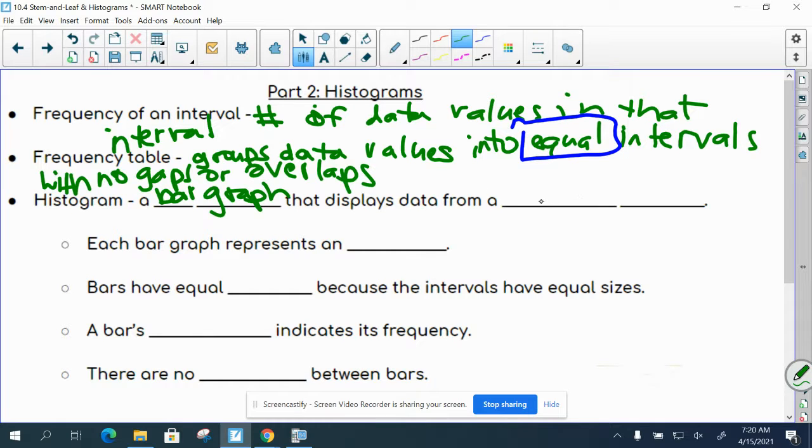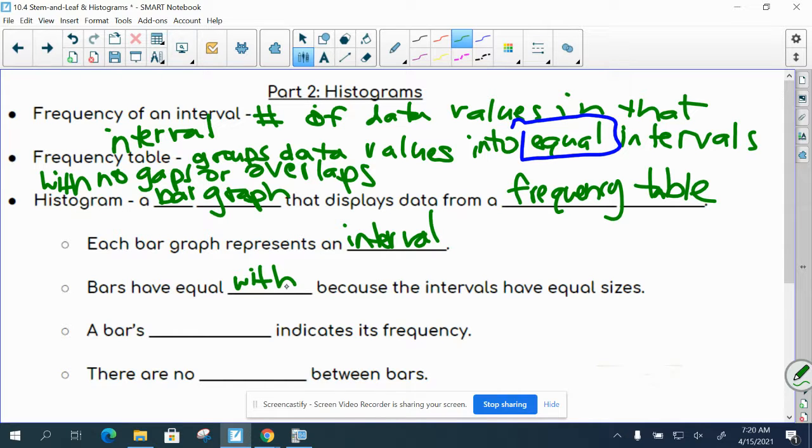So a histogram is a bar graph that displays data from a frequency table. Each bar represents an interval, and the bars have equal width because the intervals have equal sizes. The bar's height indicates its frequency, and then there are no spaces between the bars. And so that's what I was talking about earlier.